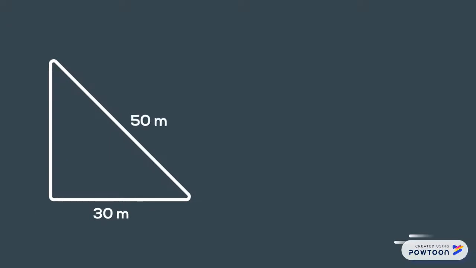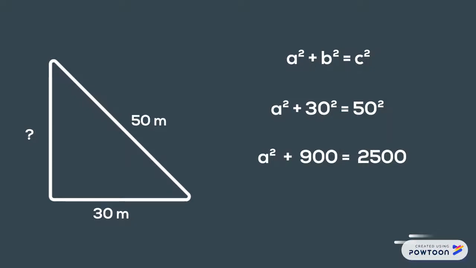Now to solve for the missing length from my high school to the elementary school, we start with a squared plus b squared equals c squared. Then we plug in our knowns, which is 30 for b and 50 for c. Then we do 30 squared, which is 900, and 50 squared, which is 2,500.